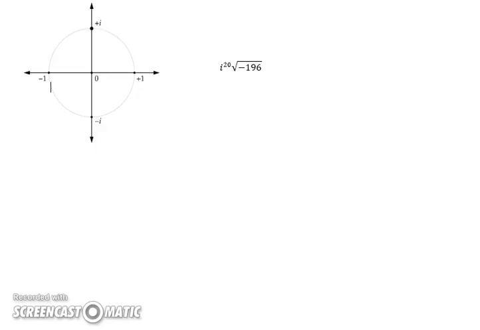So I'm going to talk about problem number 16 in your homework and help you through one example of simplifying this number. So we have i to the 20th times the square root of negative 196.